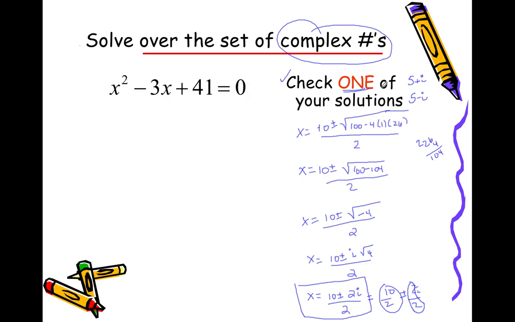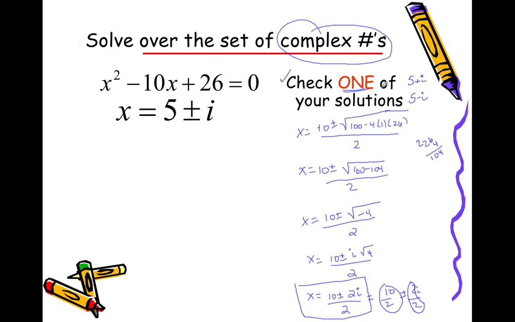Whoops, I'm sorry. So, to check that solution, here is your x. Go to the equation and plug x in. Which one do you want to use? I thought so. 5 plus i gets squared, minus 10 times x, plus 26. And if you've done your math right, what should that equal? 0.